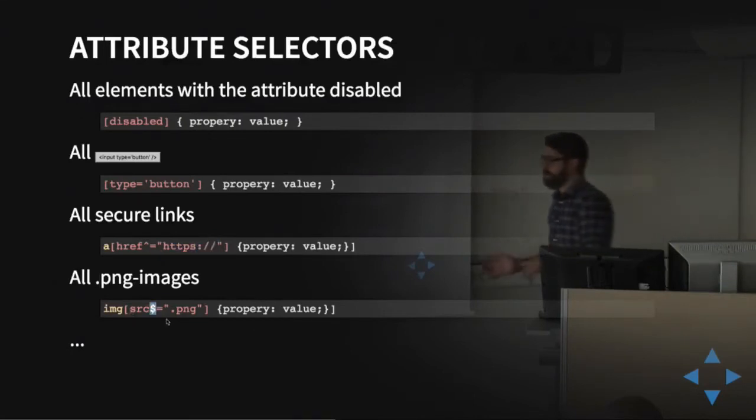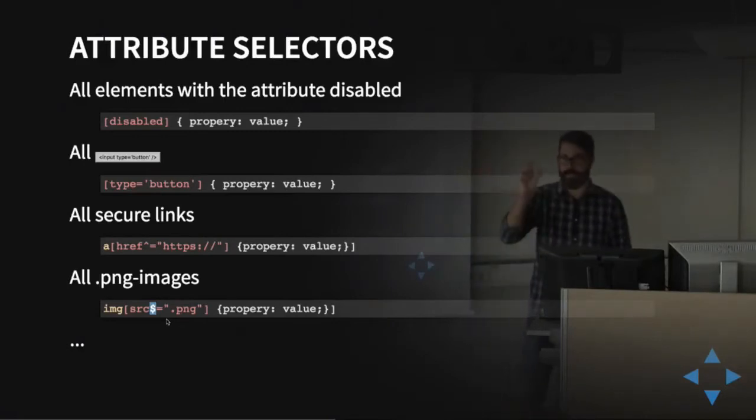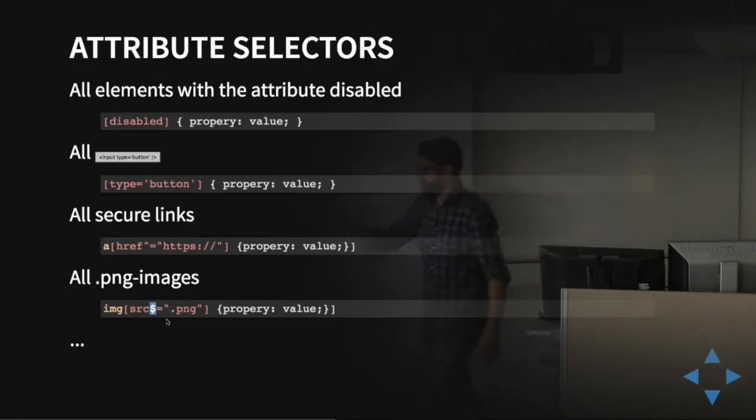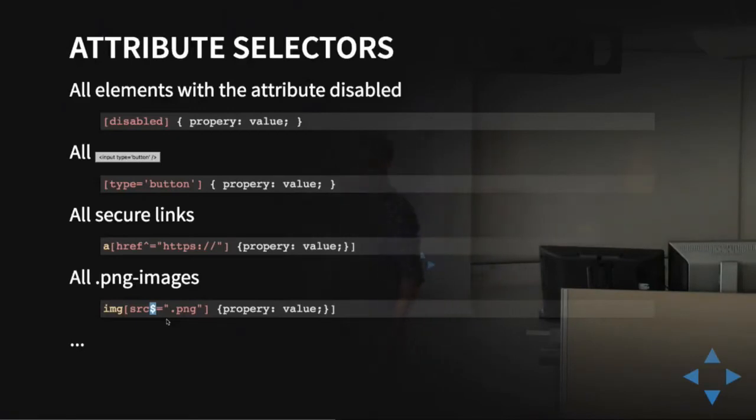That's the opposite of the rooftop, to find, for instance, all images that have the source attribute that ends with .png, and change them if you like. You don't need to know those. We will not question you on those. You only need to know that you have the possibility to do those things.